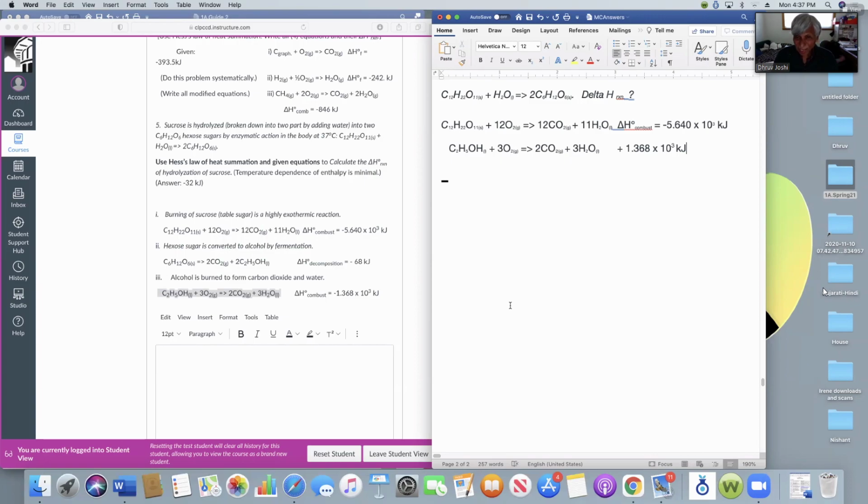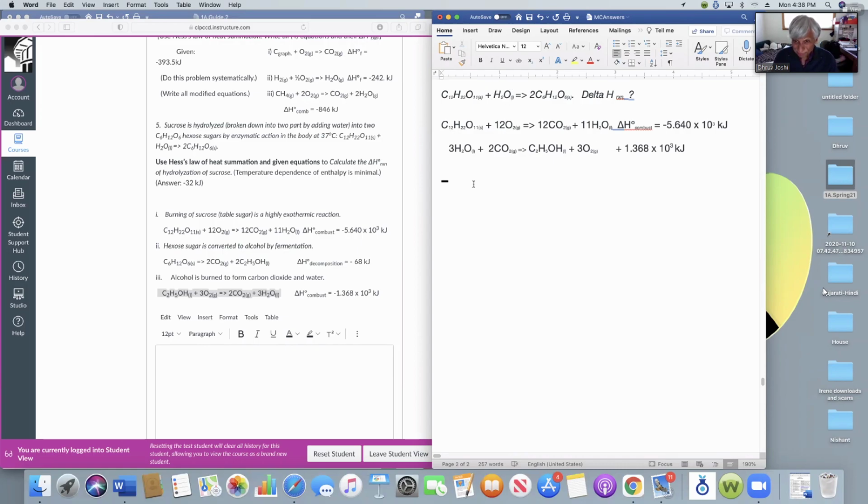Now, we also say, hey, I need to flip this equation. So I'm going to go 3H2 over here, 2CO2 over there, plus 2H2O, giving us... Now, but we need 12H2O in order to have 1 H2O left over here.